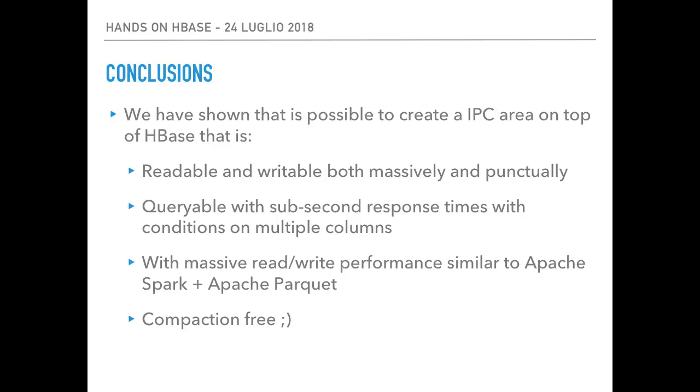We've shown that it's possible to create that inter-processor communication area on top of HBase that is both readable and writable from batch processes and from web interfaces, so with really different data volumes. It is queryable with sub-second response times, and you can actually, thanks to Solr, apply a condition on multiple columns, so you end up with files. That's kind of the fastest way to read and write data from Spark in a persistent way. And it's compaction free for the nth time.